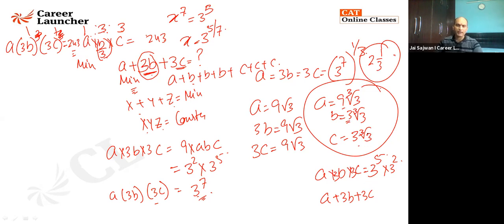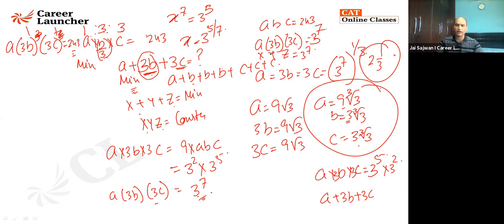So what needs to be done in all these cases is nothing. The value which is given to you, if it is given as A into B into C is 243, no need to worry. I can write 3B and 3C here. This will come out to be 3 to the power of 5 plus 2 is 7. So I know this is X into Y into Z is equal to 3 to the power of 7.